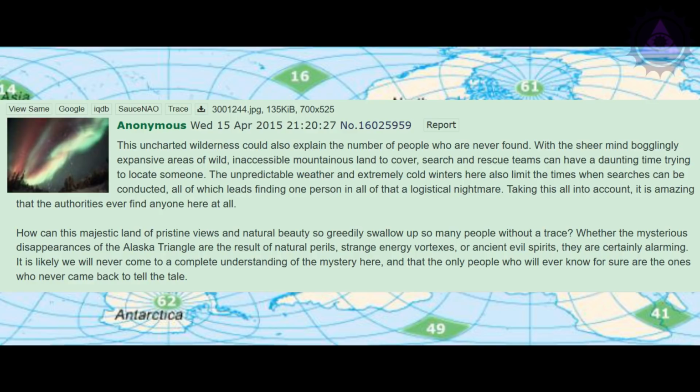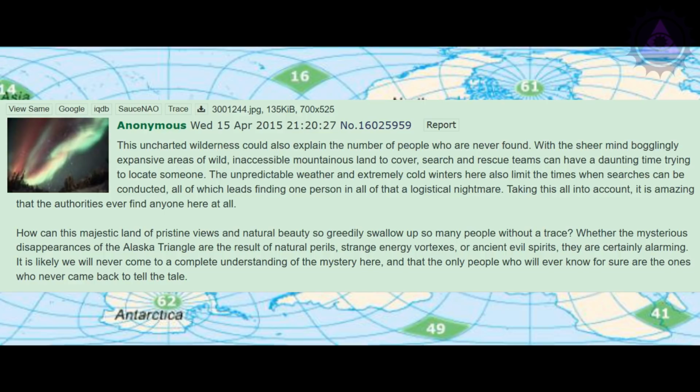With the sheer mind-bogglingly expansive areas of wild, inaccessible mountainous land to cover, search and rescue teams can have a daunting time trying to locate someone. The unpredictable weather and extremely cold winters here also limit the times when searches can be conducted, all of which makes finding one person in all of that a logistical nightmare. Taking this all into account, it is amazing that the authorities ever find anyone here at all.